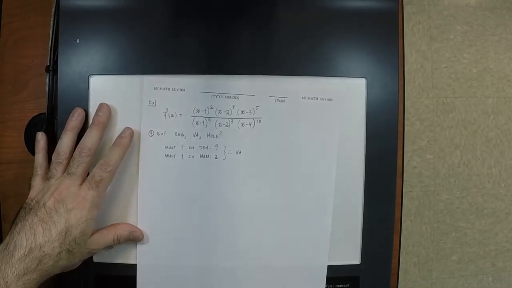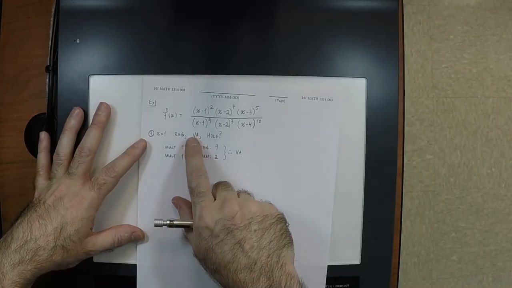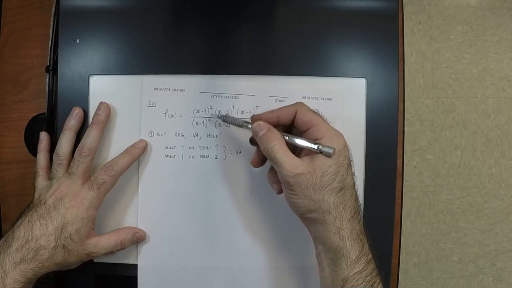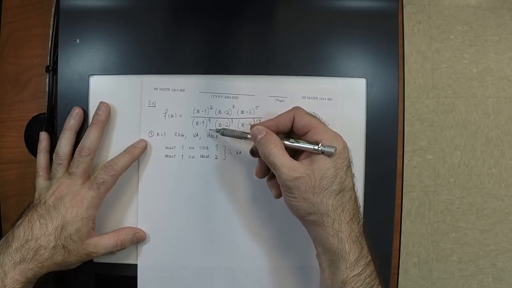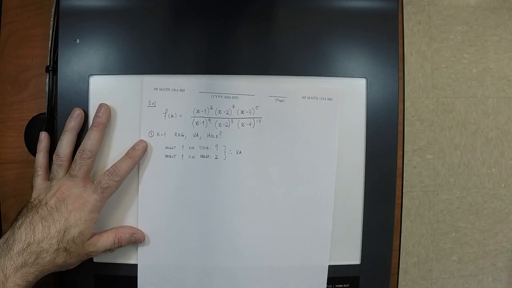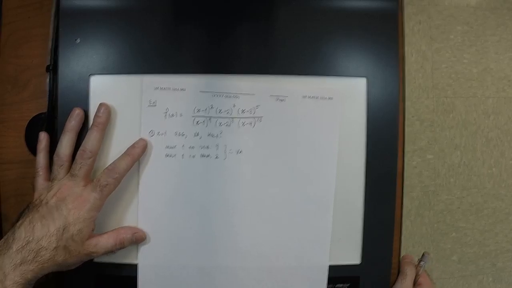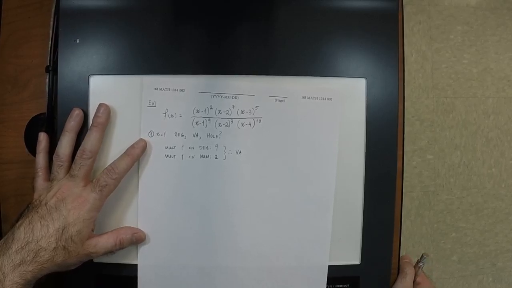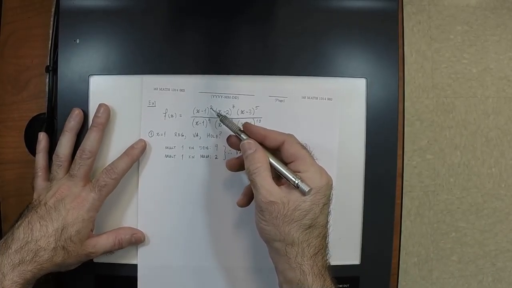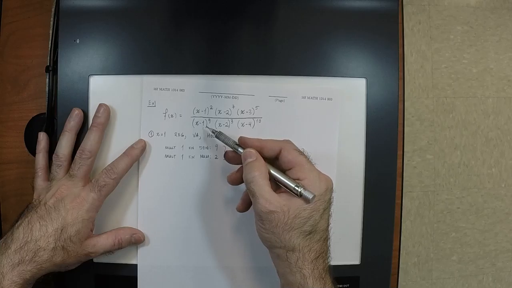Now, conceptually, you might say, I can see that there's some cancellation that would occur. The question is, after the cancellation occurs, would there be any x minus 1s left over in the denominator? Yes, and there'd be nothing in the numerator to cancel them. As a result, there will be a vertical asymptote at 1, because there are too many of them down here. These two can't overcome these 9. Okay, let's continue.